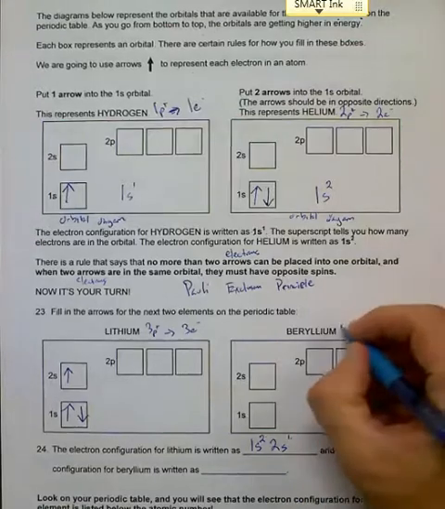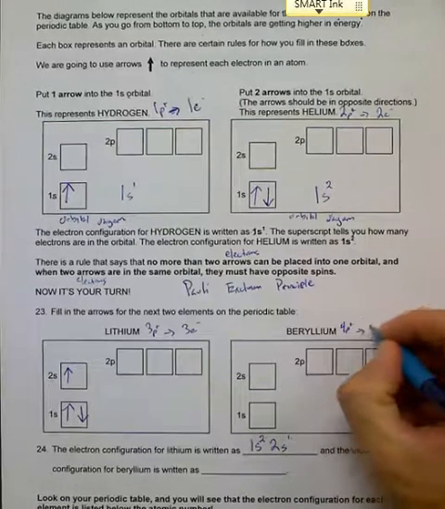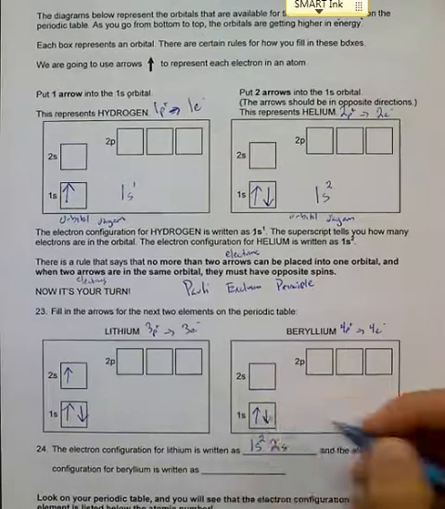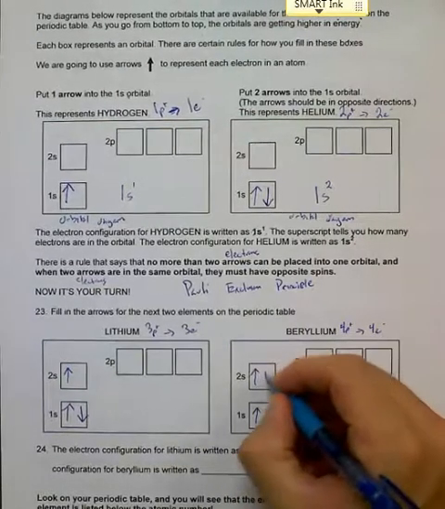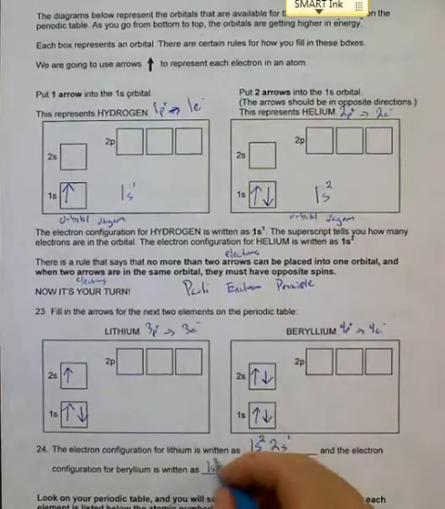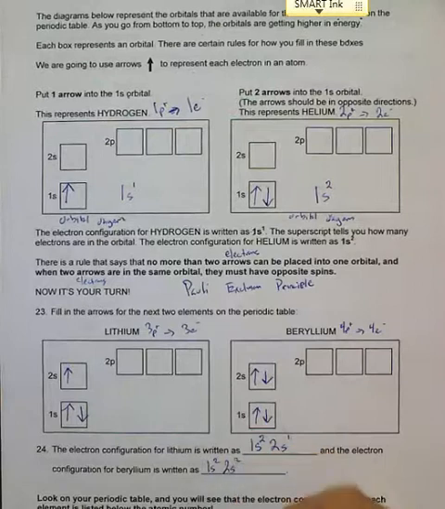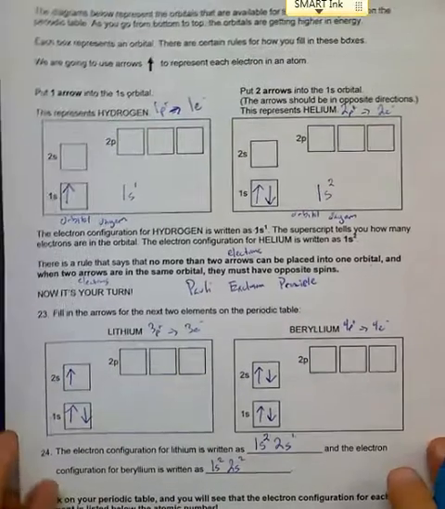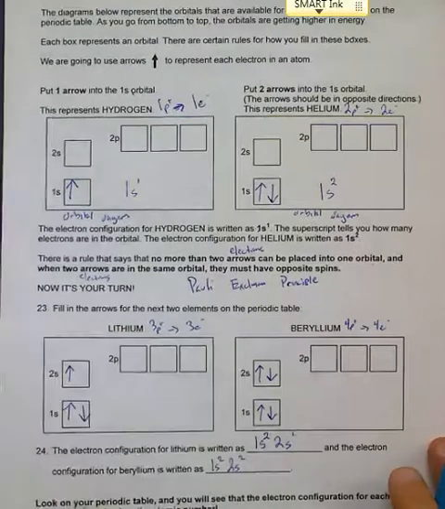Beryllium, 4 protons, which means it has 4 electrons. 1s gets 2, and the next 2 electrons can go into the 2s. So beryllium would be 1s2, 2s2. Look at your periodic table. Well, this is not really the case because we don't have electron configurations on our periodic table anymore. We're going to flip to the next page.